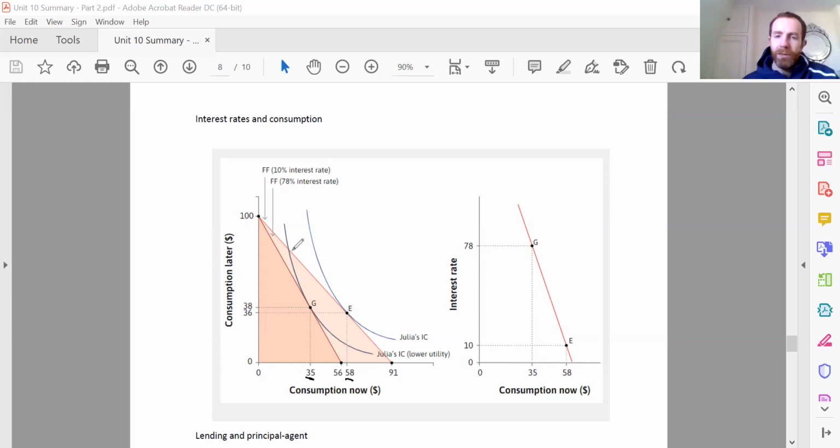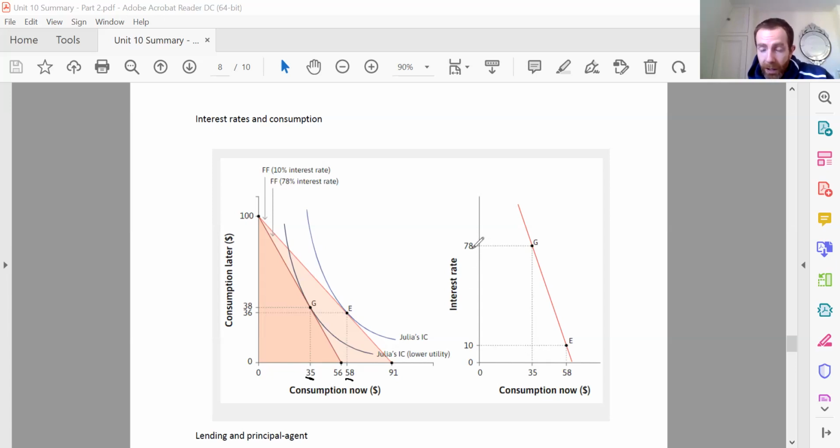And so what does this show us? Well, if we translate these choices into a graph of interest rate versus consumption right now, we see when the interest rate was 78, consumption now is 35, but when it's 10, when borrowing is cheaper, she borrows more and consumes more right now, and consumption is 58. And what we can do is just connect these 2 points up. Obviously we could think about different feasible frontiers and finding different optimal points. But what we're assuming is that this downward sloping curve here is the demand curve that Julia has for loans, right? So at different interest rates, how much she's willing to borrow so that she can consume right now.